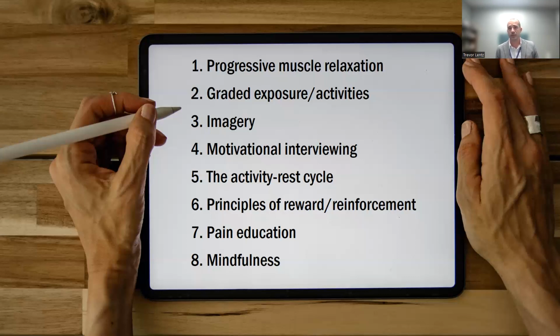Activity cycling, I think, is particularly important for people with osteoarthritis or any chronic pain condition, to help them understand that the rest component is just as important as the activity component. Principles of reward and reinforcement, building those into different physical activity or exercise programs. Pain neuroscience education is one out there now, where there's some support in the osteoarthritis literature. I think the jury is still out on how much of an impact that has, but certainly it's an intervention being used in chronic pain conditions quite a bit now.